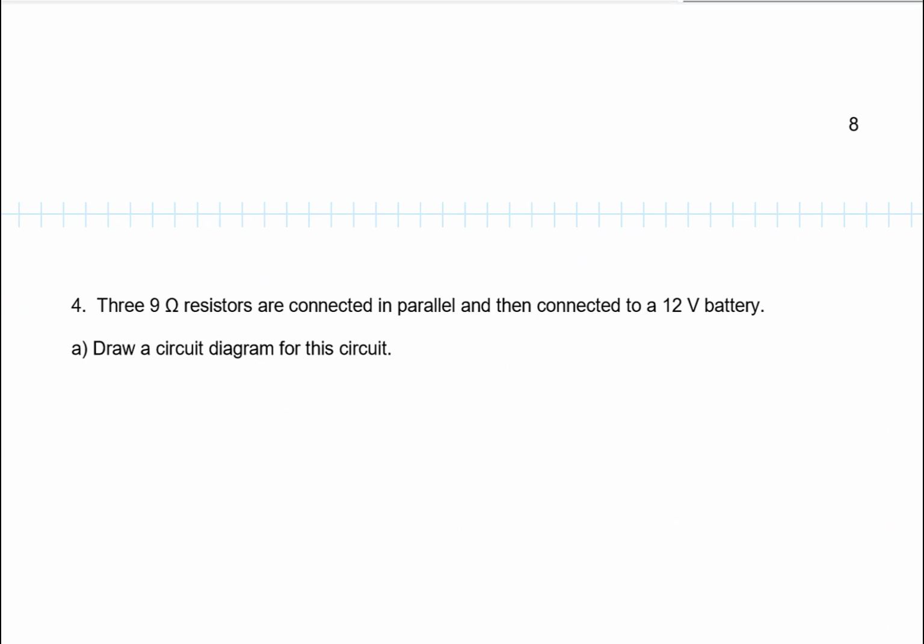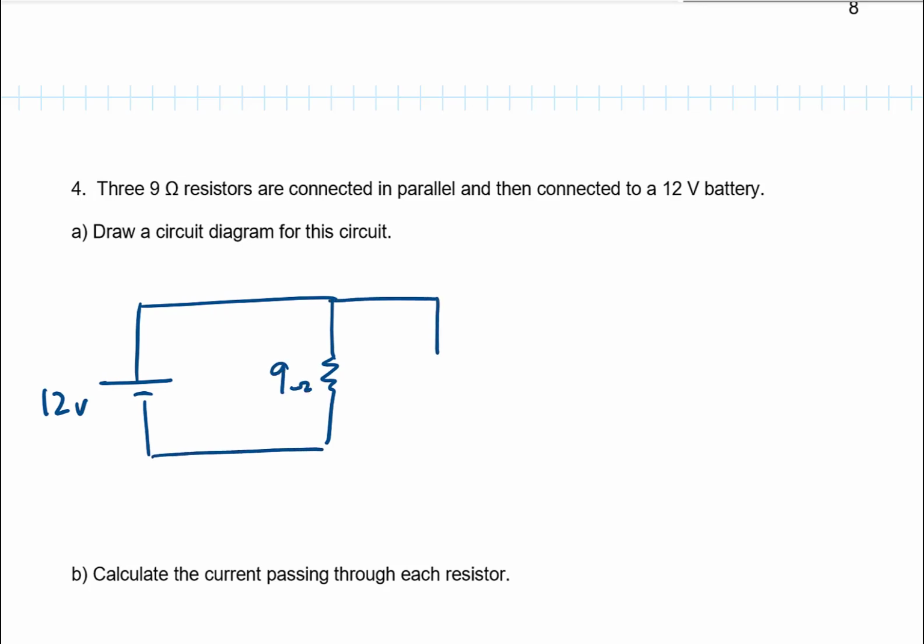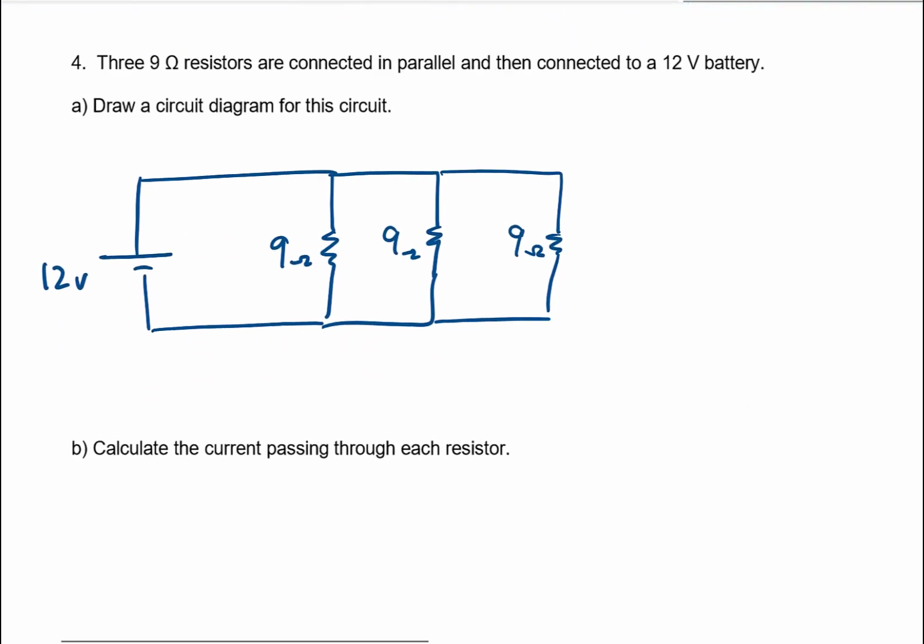3 9-ohm resistors are connected in parallel and then connected to a 12-volt battery. So we got a 12-volt battery, and it's got 3 9-ohm resistors, but they're in parallel. So here's one of my 9-ohm resistors, here's one of my 9-ohm resistors, and here's one of my 9-ohm resistors. It's parallel because I have parallel paths for the current to flow down. It has a choice to go through any of them. Calculate the current passing through each resistor.